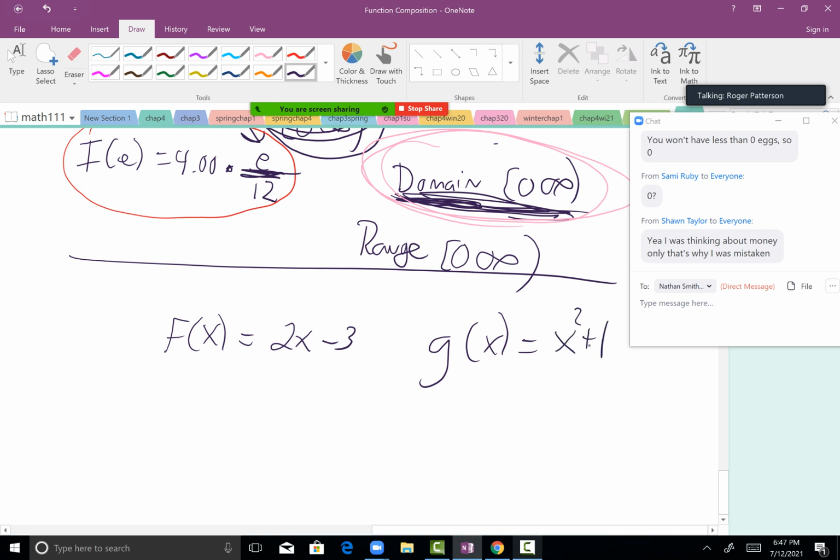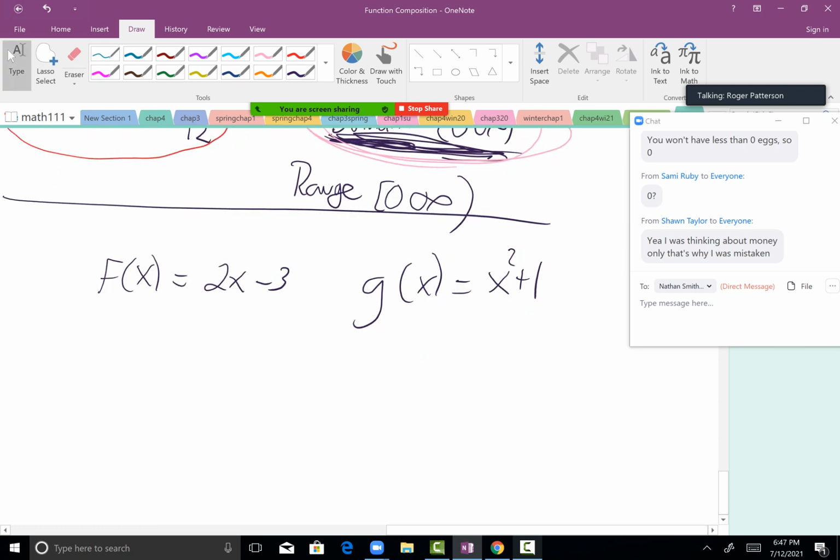Okay, so here's my two functions I'm going to deal with. And I'm going to go with g of f of x. I'm still doing function composition. Now, we're not talking about numbers anymore. We've transitioned away from that, and we're looking at pure function composition.